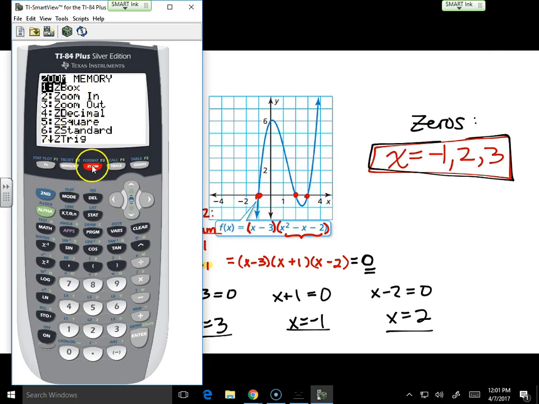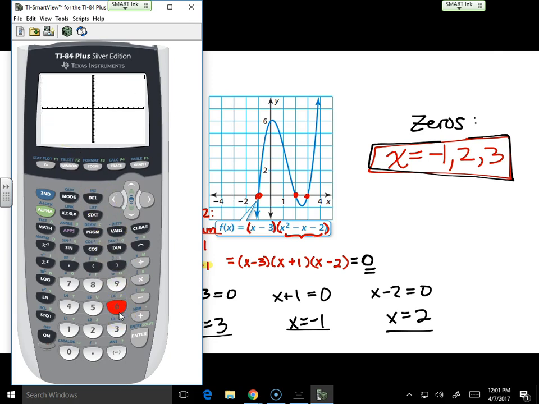Zoom. And if you hit zoom standard, number 6, it makes it nice and pretty and centered where you want it to be. Zoom standard, Jay. Hit your graph again. I got it.